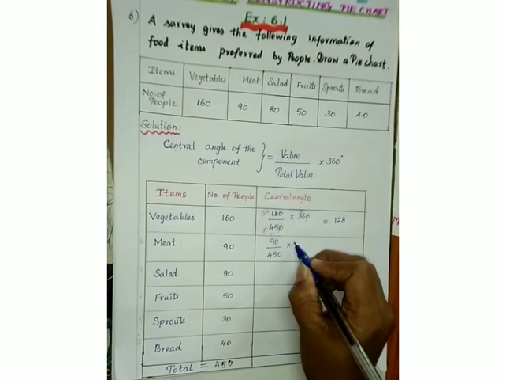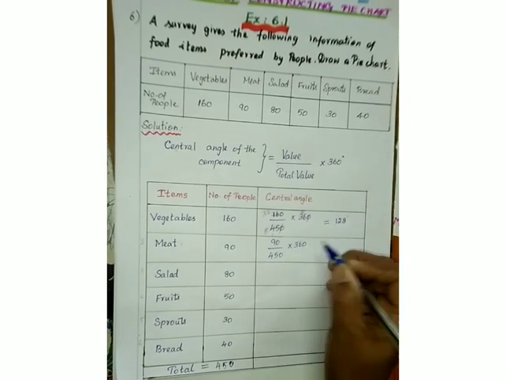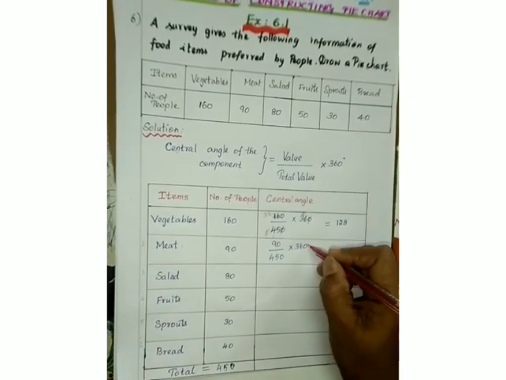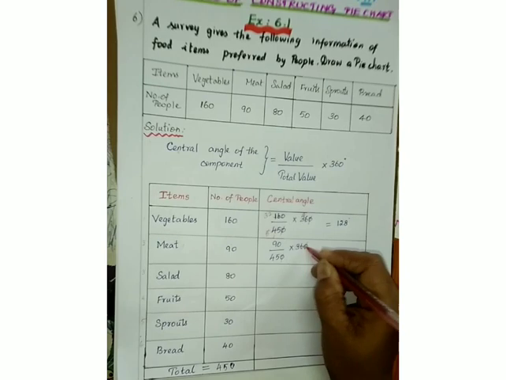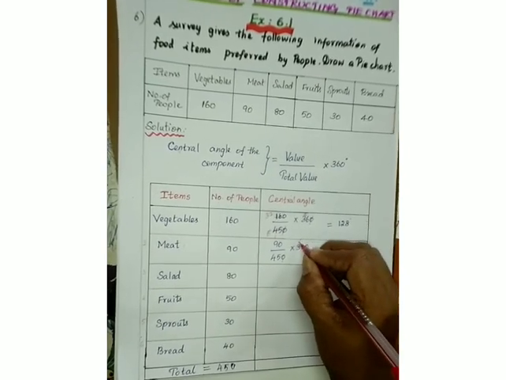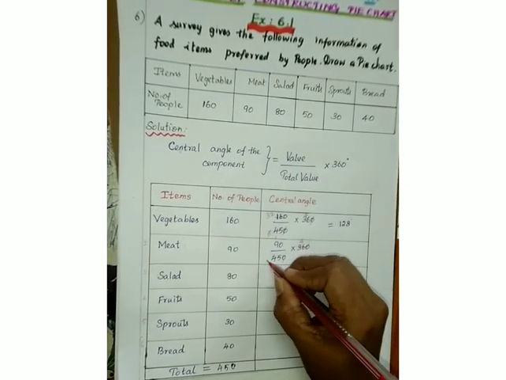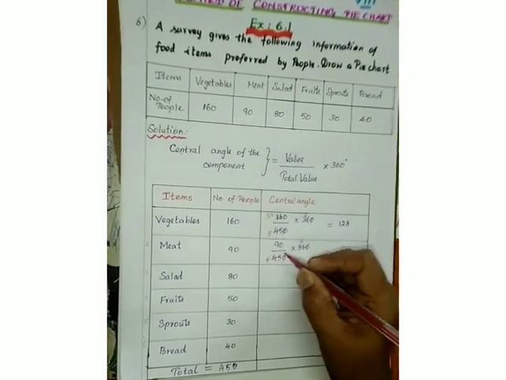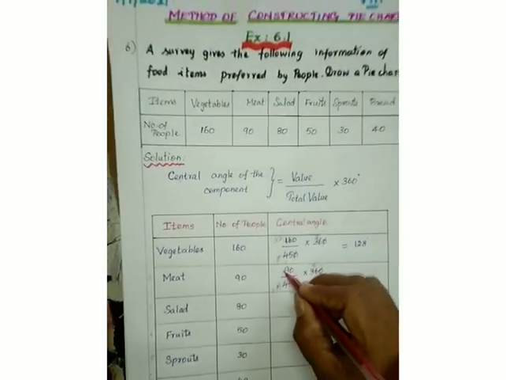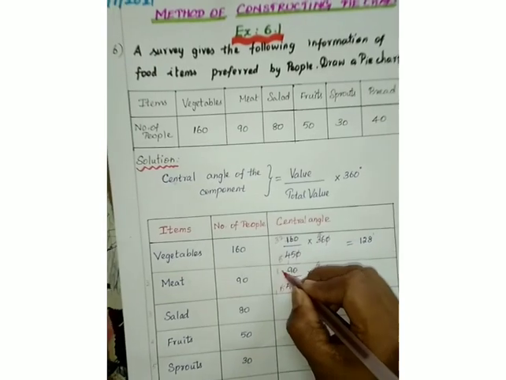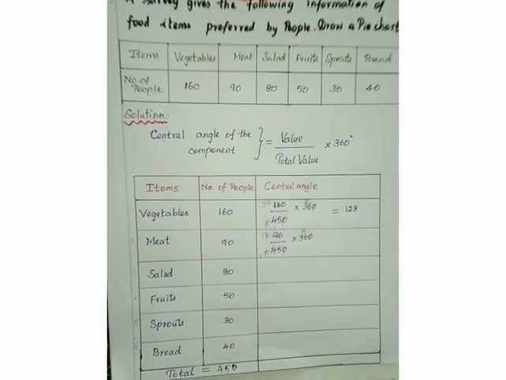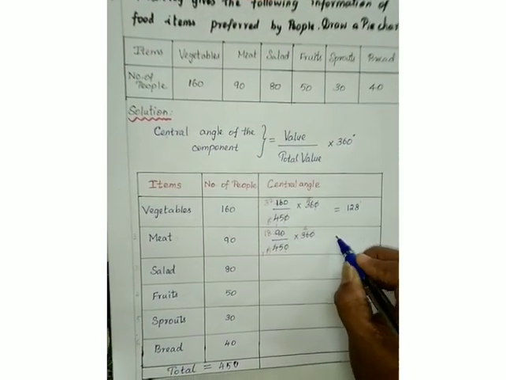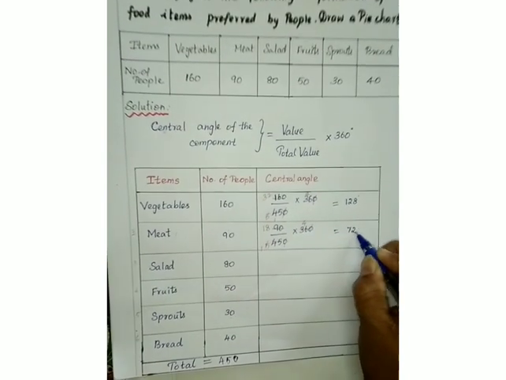Then we are going to find the second component, that is the value 90 by 450 into 360. Again we can cancel. 0 we can cancel, then cancel with the ninth table. 9 4s are 36, 9 5s are 45. Then again cancel with the fifth table. 5 1s are 5, 5 18s are 90. Now 18 4s are 72 degrees.